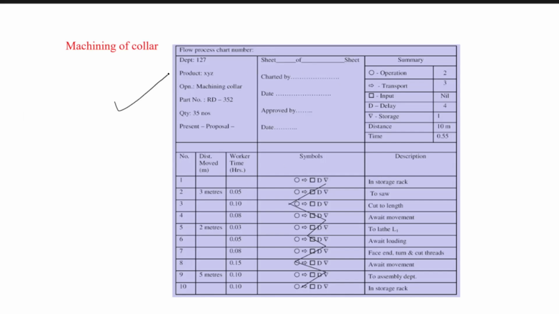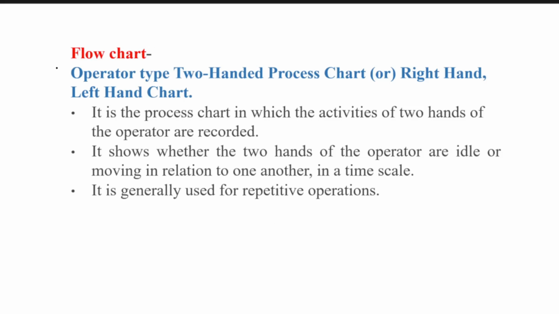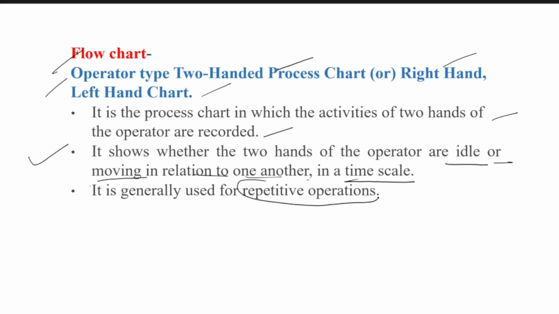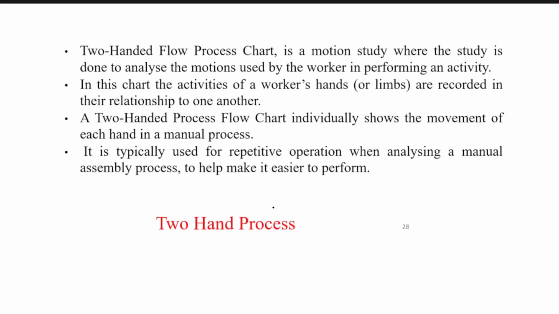So this is an example of machining of a collar. Now the next type of chart is a flow chart. So flow chart is operator type, two-handed process chart, right hand, left hand chart. It is a process chart in which the activities of two hands of the operator are recorded. It shows whether the two hands of the operator are idle or moving in relation to one another in a time scale. It is generally used for repetitive operations.